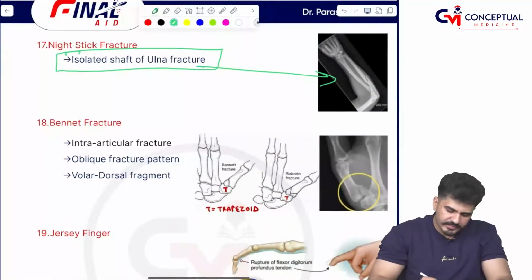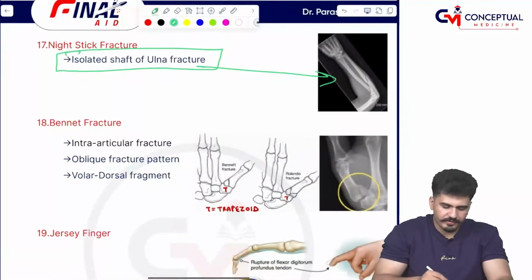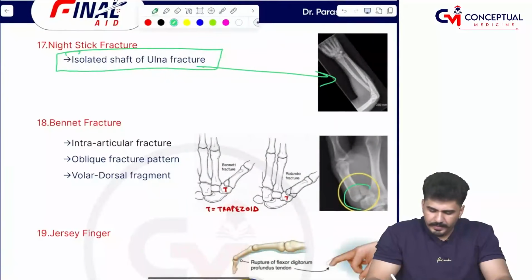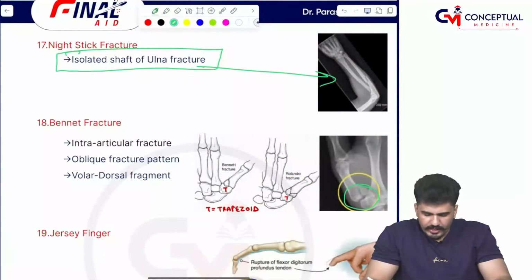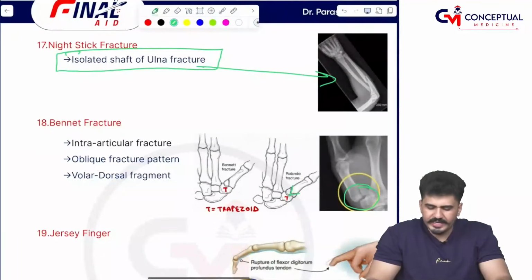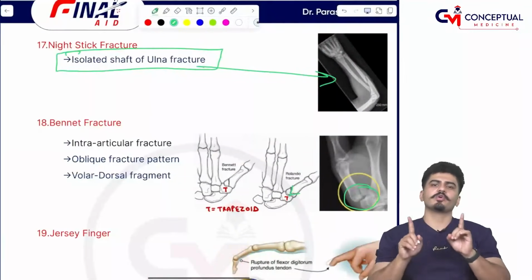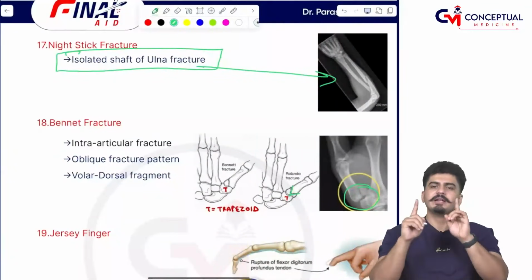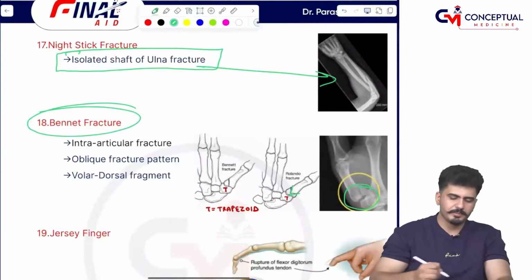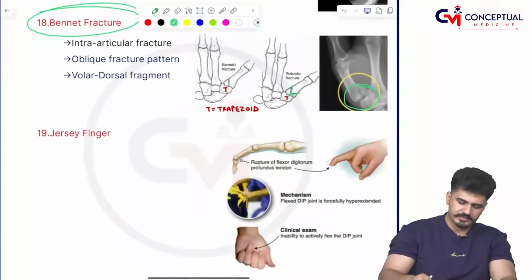This is again an intra-articular fracture of a base of thumb. But now, in the Rolando, there were several fragments. Here it is a single fragment. दो ही टुकड़ों में divide हुआ. पर Rolando multiple टुकड़ों में divide हुआ. This is the difference between Bennett's and the Rolando fracture.